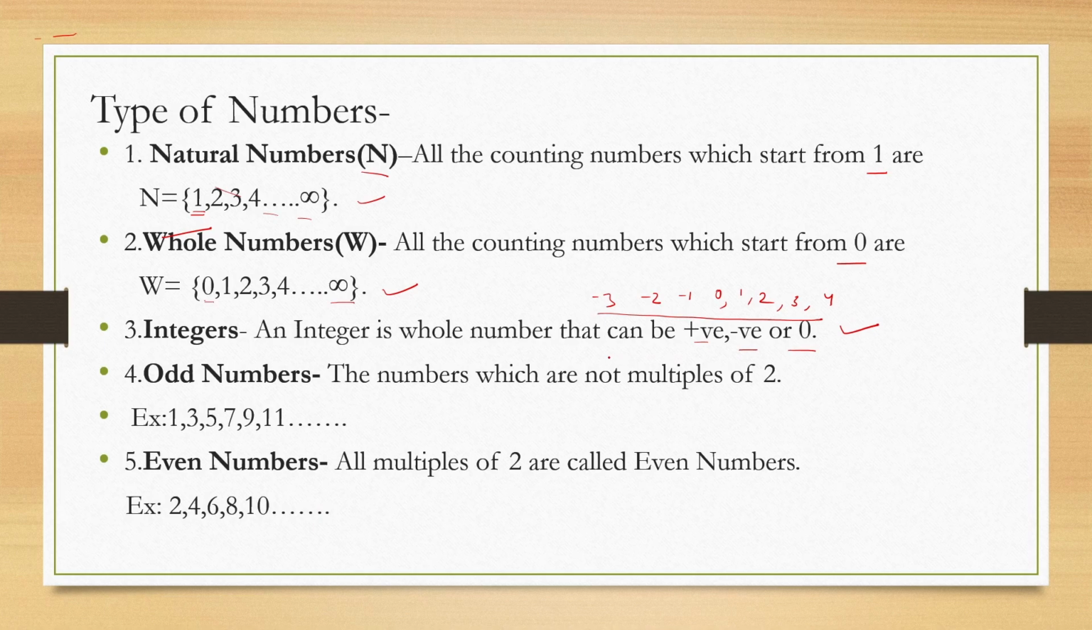Odd numbers are the numbers which are not multiples of 2. So those are called the odd numbers. 1, 3, 5, 7 are examples of odd numbers. All multiples of 2 are called the even numbers. The numbers which are multiples of 2, like 2 into 1 is 2, 2 into 2 is 4. So these are examples of even numbers.